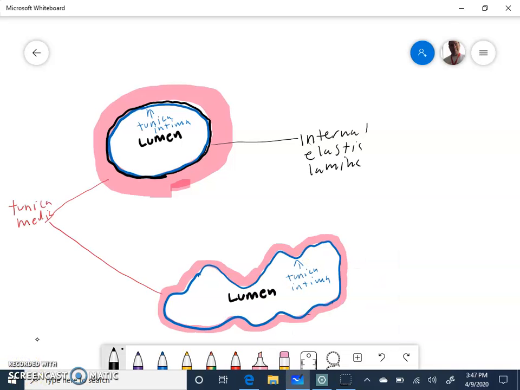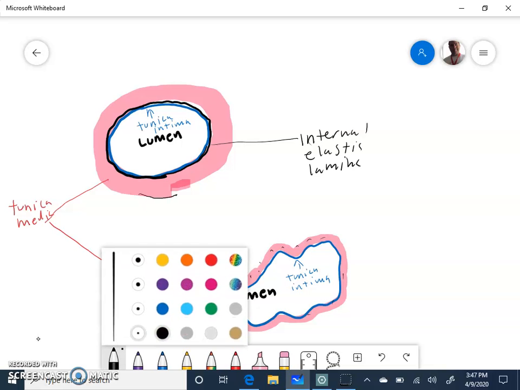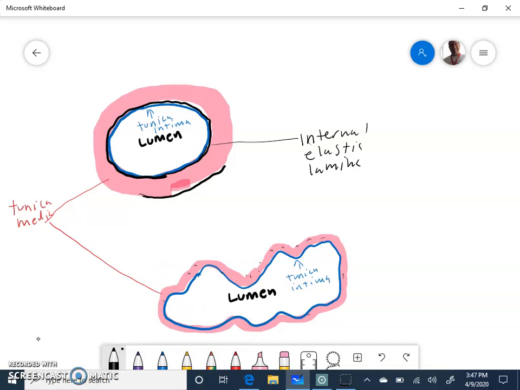The vein will have some elastic tissue in its media. Usually you can't really see it on the histology slides. On a properly preserved slide, you can see the elastic tissue on the artery. Now this is going to laminate it, it's going to encircle it or layer it. And this is called the external elastic lamina.